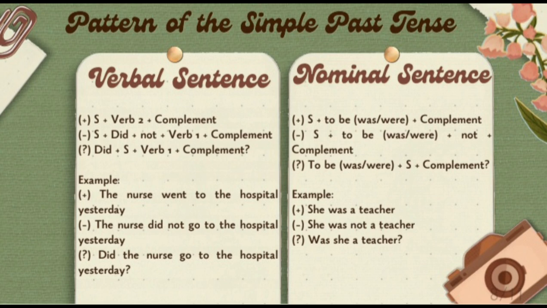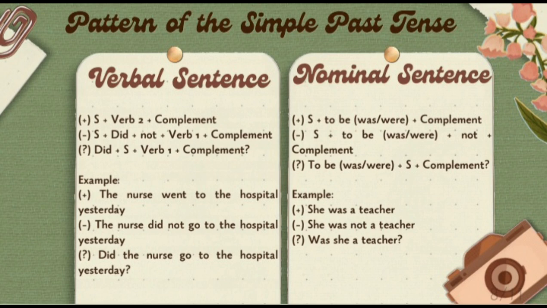In verbal sentence, we have subject. In a positive sentence, we have subject plus verb two plus complement. In negative, we have subject plus did plus not plus verb one plus complement. In interrogative, there is did plus subject plus verb one plus complement. You can see the difference between positive, negative, and interrogative sentence.